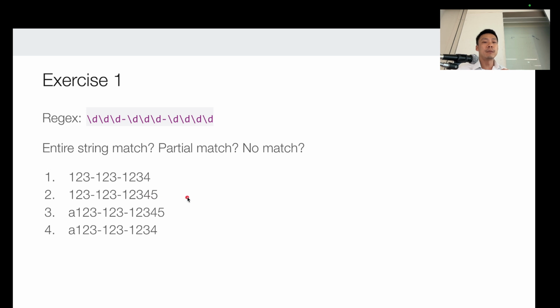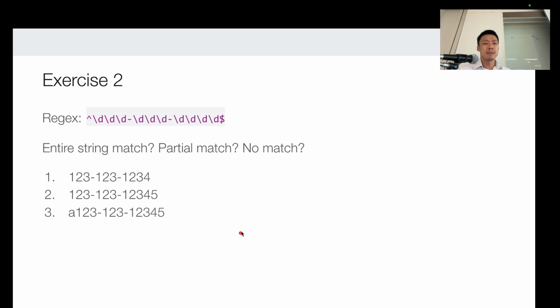Number two, it's a partial match because the last part doesn't really belong to this pattern, because you've already used all the digits here. And the third one, it's partial, just this part, right? And the fourth one, also partial. Okay, great. You're doing great.